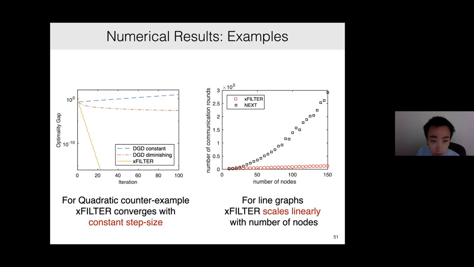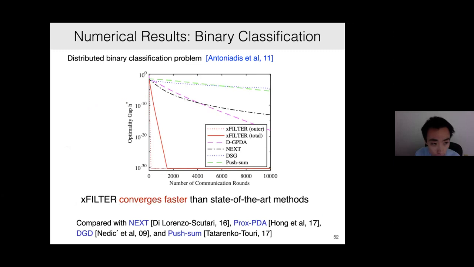We also show results on a distributed binary classification problem, which is also non-convex. We can see that classical methods like primal gradient tracking are much slower than our proposed methods, which is the red one. The outer iteration is the computation complexity, and the inner iteration is the communication complexity. On both computation and communication, our methods are much faster than all the existing state of the art methods.